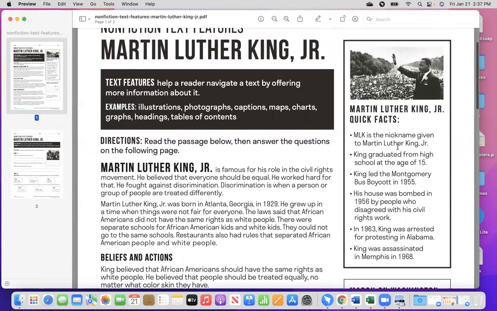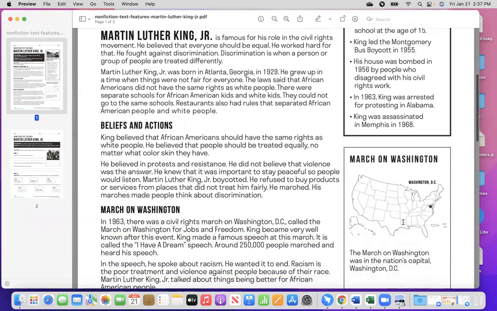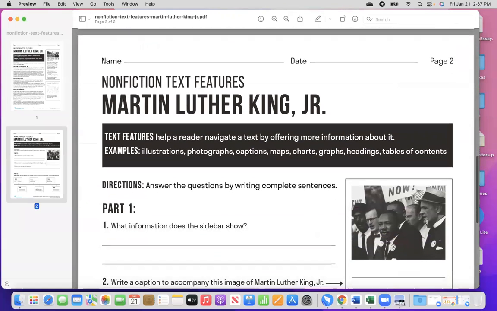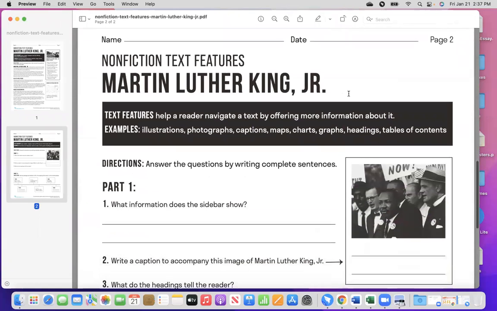MLK is the nickname given to Martin Luther King Jr. MLK, where he graduated from. All of this is helpful information. The March on Washington. Okay, so then here is the assignment. We know your name and the date.